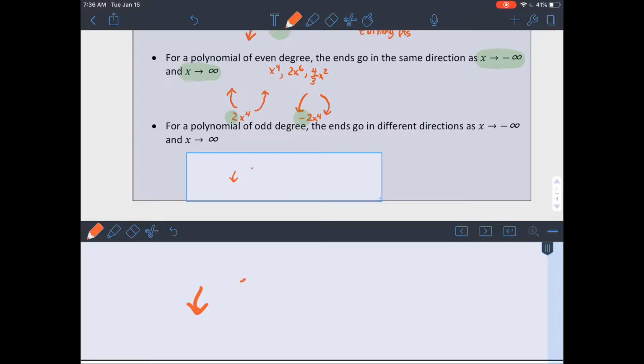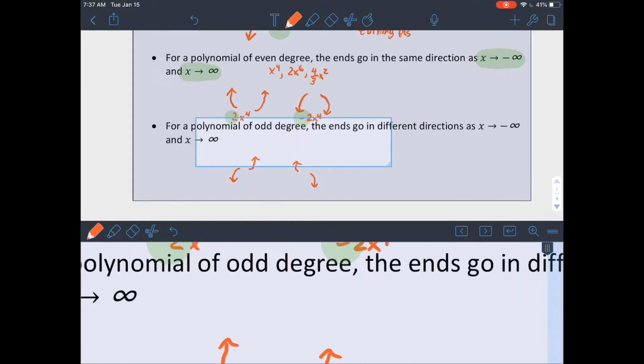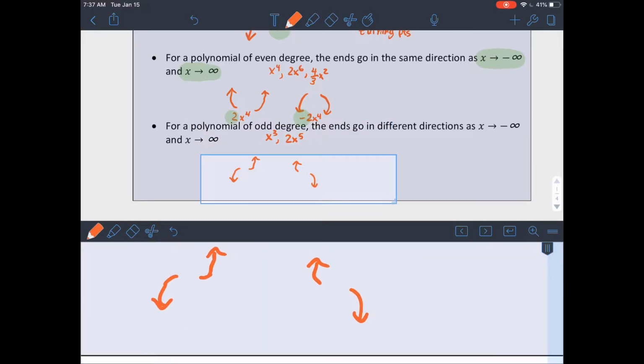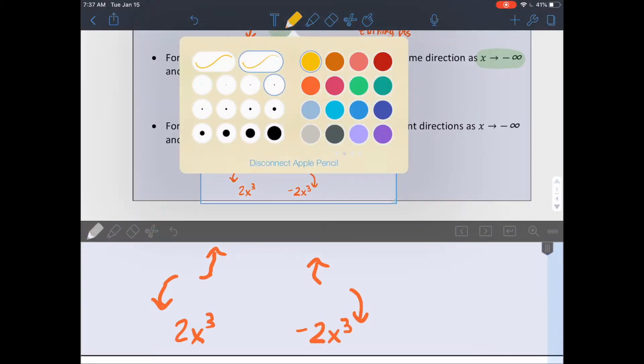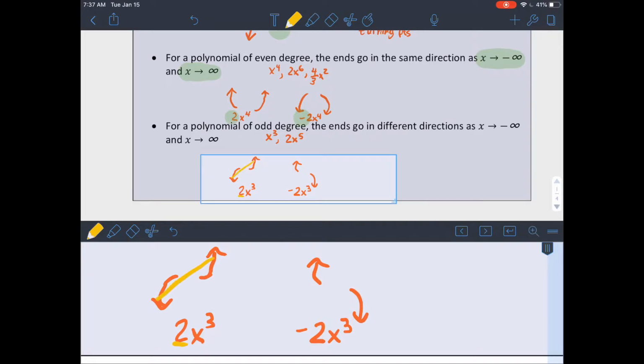Odd degree, the ends are going to go opposite directions, so one up, one down. And again, which one's which is related to your leading coefficient. So if you have a polynomial like x to the third or 2x to the fifth, both ends are going to go opposite ways. Positive leading coefficient, it's going to rise as you go towards the right. A negative leading coefficient, it's going to fall as you go towards the right. Which, if you think about what you know about lines, a line that was just y equals 2x would go up with a positive slope and down if it was y equals negative 2x. So it's got that same behavior, if that helps you remember which one's which.